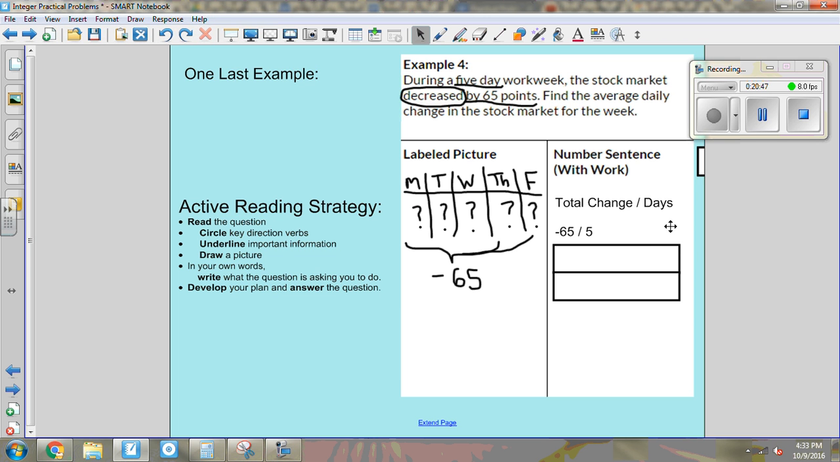65 divided by 5 gives me 13, so negative 13 is my answer. So my average daily change in the stock market was negative 13 points per day. Remember, we can always go back in our video to make sure that we have all of our notes written down and everything that we need to make sure that we will have our tools when we go to do our homework or any other assignments in class.